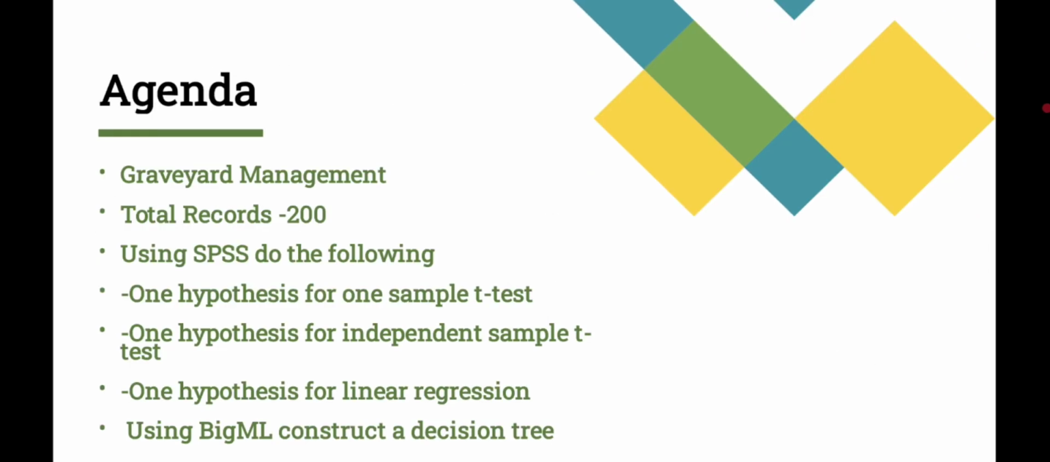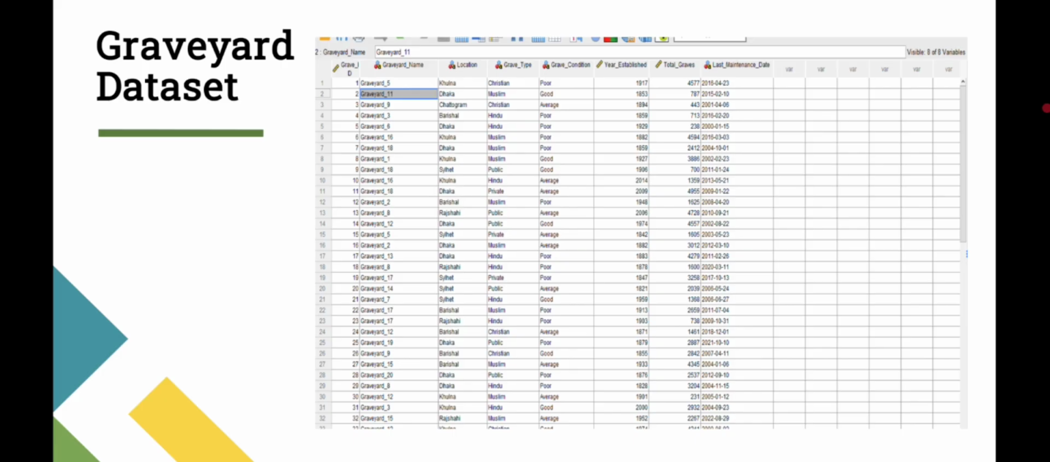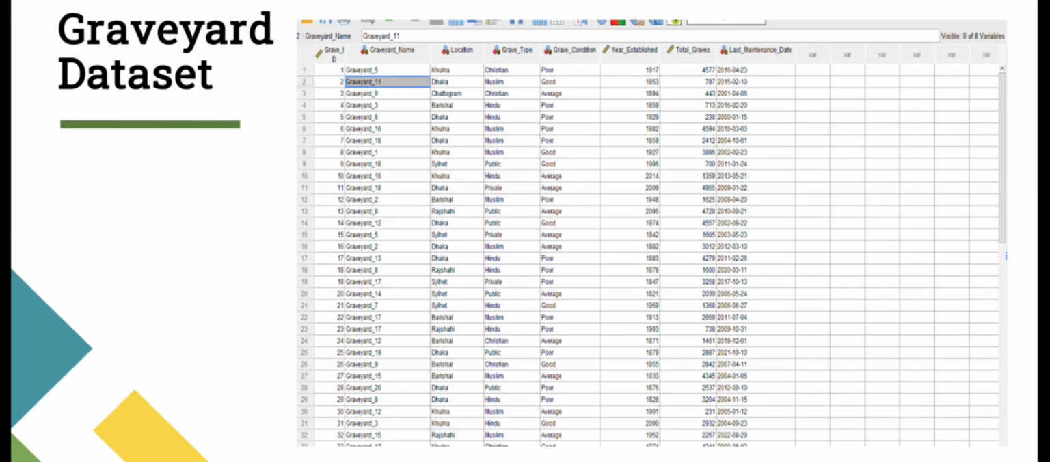In this presentation, I will briefly discuss the dataset and then explain three hypotheses. These include a one-sample t-test, independent samples t-test, and linear regression using SPSS. Finally, I will explain how a decision tree was constructed using BigML. Here is my graveyard dataset.